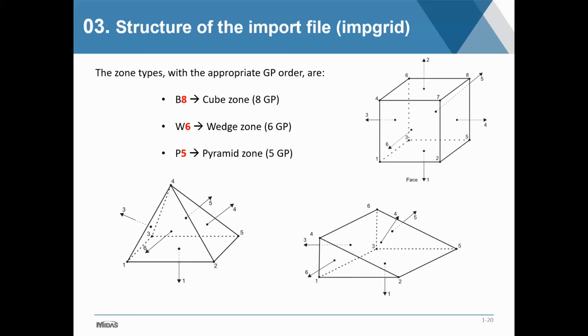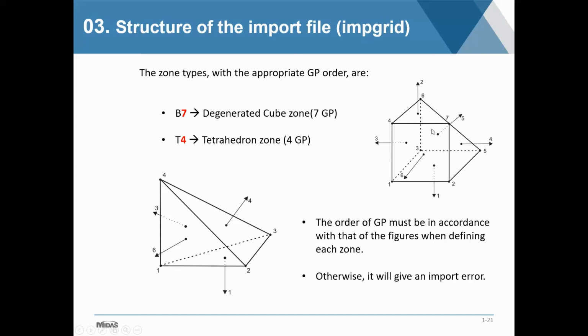So the zones themselves have, as we saw, a list of geometries with different types, and these are identified in the import command by the following information. The B8 would relate to a cube, as it has 8 grid points. The B6 or W6 would refer to the wedge, whereas the 5 refers to the pyramid. The B7 was a degenerated cube, and then the tetrahedron would be a T4. And so, as we're saying, these are related to these zones.